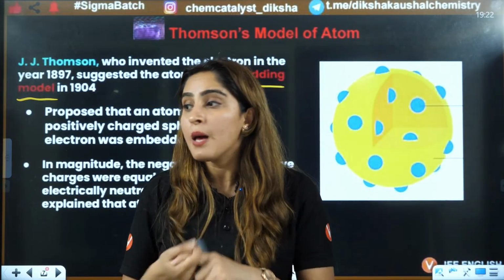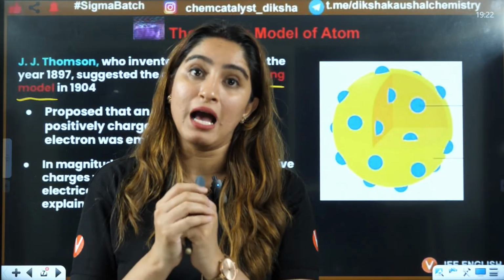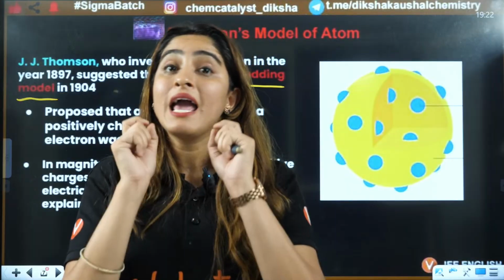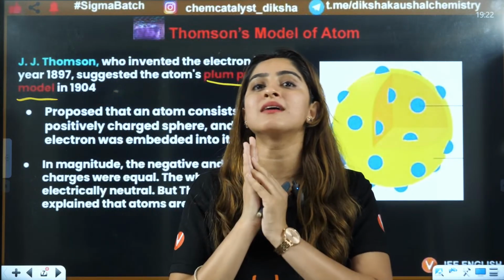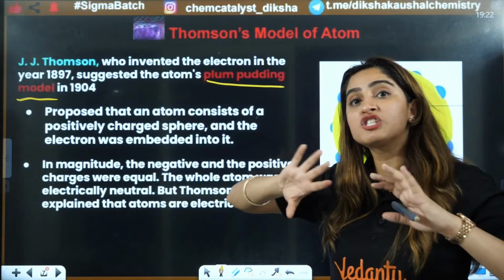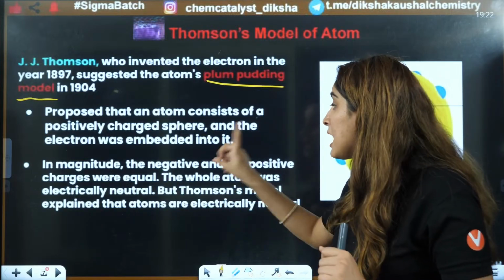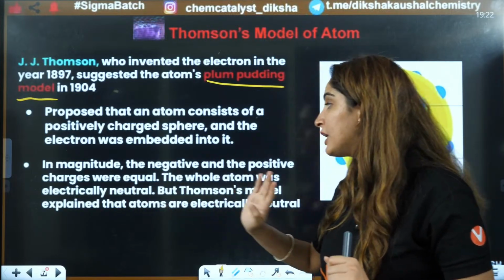Why are they equal? Because the atom is electrically neutral, while an ion is not. In an atom, the numbers of electrons and protons are the same. That's how we concluded that the charges of protons and electrons are the same and opposite, so the whole atom is electrically neutral.